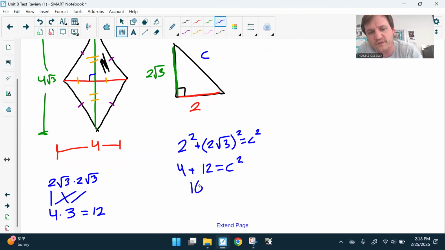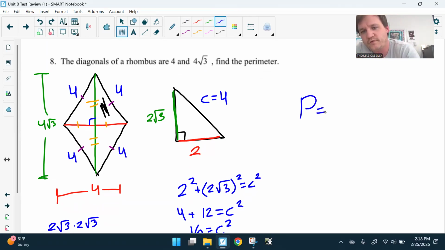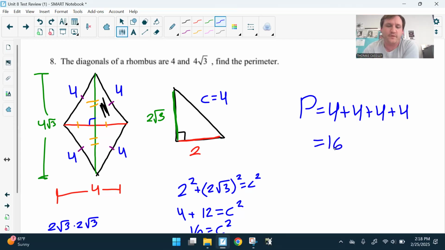That means we're going to have 16 equals C squared. Therefore, C equals 4. Well, hey, guess what? That means all 4 of these equal 4. So what is the perimeter? The perimeter is just 4 plus 4 plus 4 plus 4, which of course is 16. Right? And that one's done.